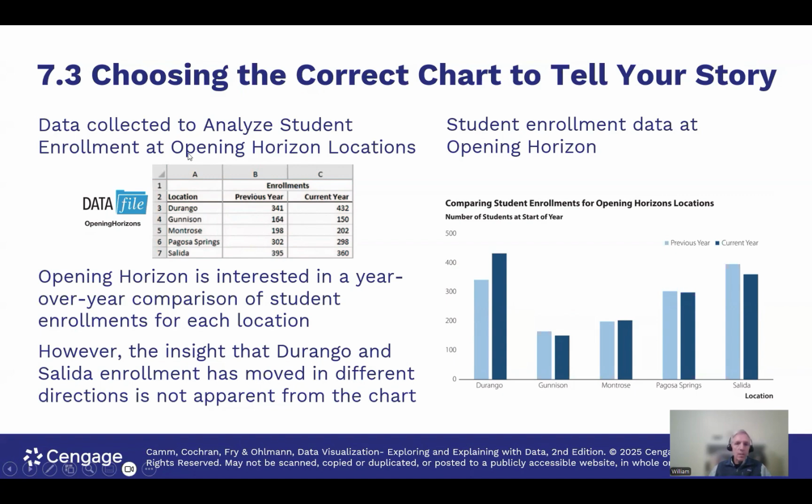And the company is interested in year-on-year comparison of student enrollments in each location. So they put up a bar chart, a dodge bar chart. Previous year, current year. Here it is: Durango, Gunnison, Montrose, Pagosa. So you look at that and you say, okay, that tells me quite a bit. The problem is that there's an insight here that Durango went up quite a bit and Salida went down quite a bit. That's kind of lost in this. I mean, if you studied this, and now that I've told you this, you can see it obviously, but that's kind of lost in this visualization.